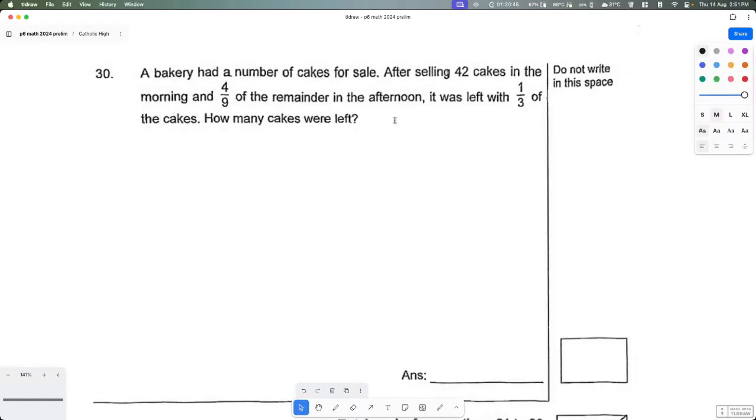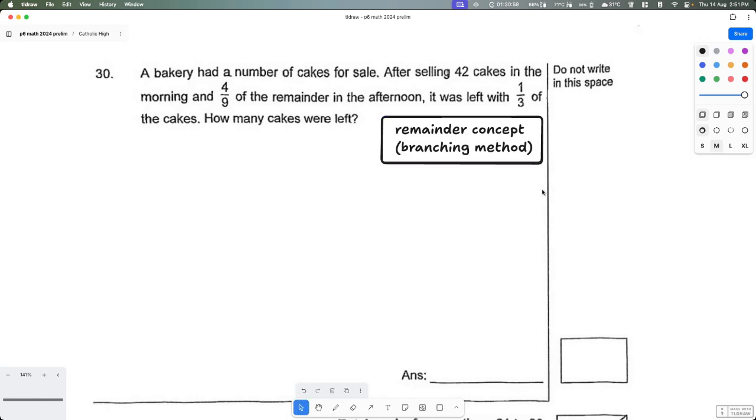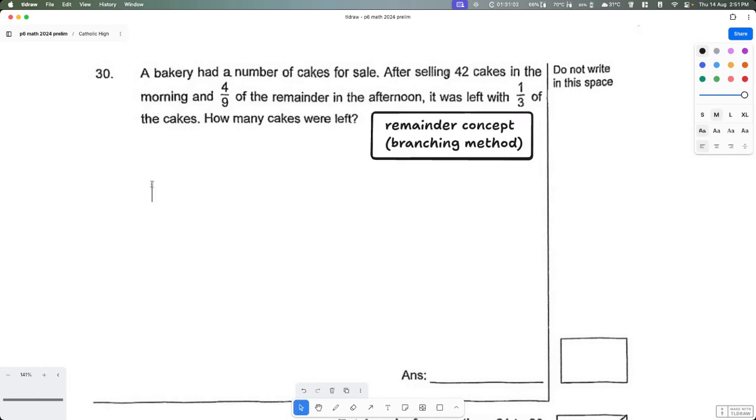All right, so this is what we call the remainder concept. Okay, so I usually just use the branching method. Branching method. Okay, so with that said, we'll just draw the branching method. Okay, so we have cakes. Okay, and then we have the branching of two things. So first is we have morning, which is the 42 cakes, right? Sold 42. Wait, this will be the morning. Okay, so I'm just gonna put like this.